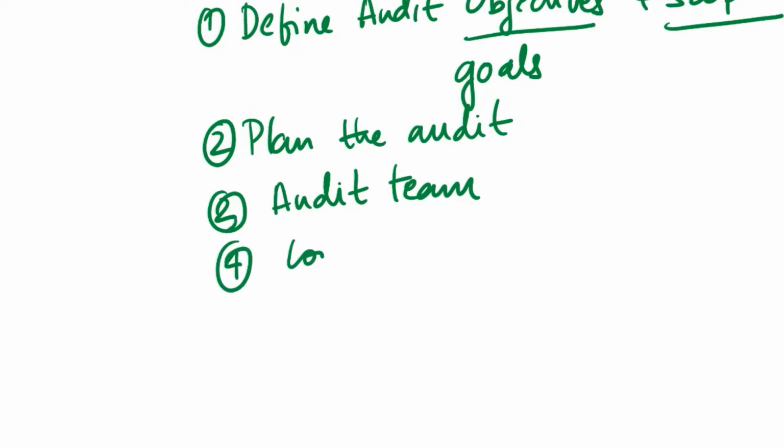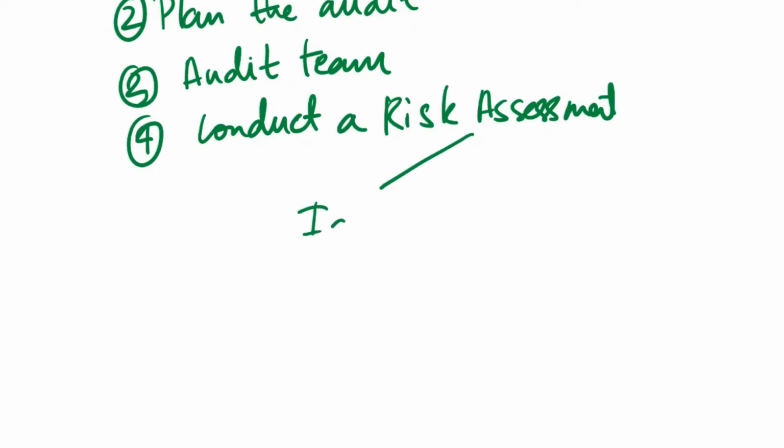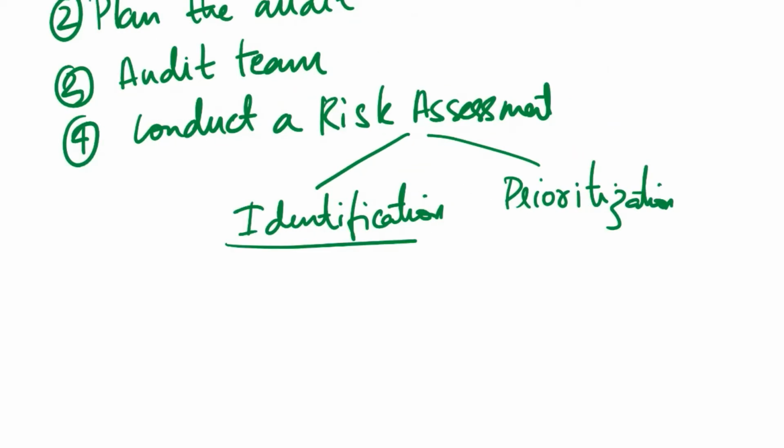Step 4 is to conduct a risk assessment. In this, we have risk identification and risk prioritization. So, first, you identify potential risks that could impact the organization's IT systems and data, and then prioritize identified risks based on their potential impact and likelihood. Consider using a risk matrix.